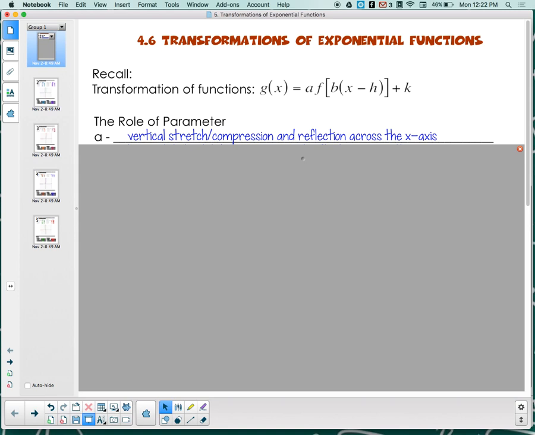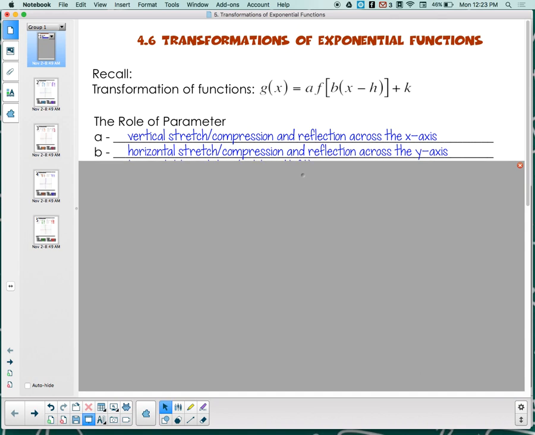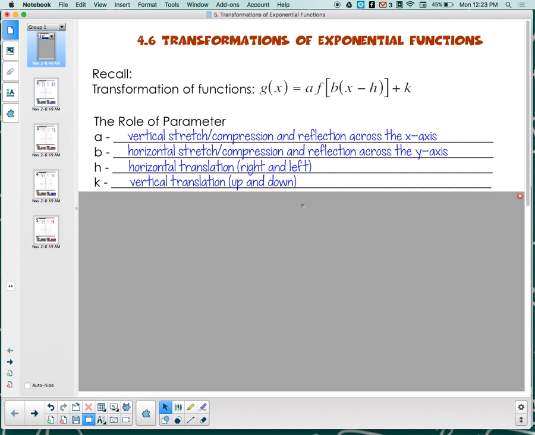What was the b transformation? Horizontal stretch and compression and reflection across the y-axis. The h transformation was horizontal translation, moving it left and right. And the k transformation was moving it up and down, correct? Same thing as what we did in chapter 1. The only thing that's now changed is the function that we're transforming. We're now going to be transforming the exponential functions, but we're going to do it the exact same way we did it in chapter 1.